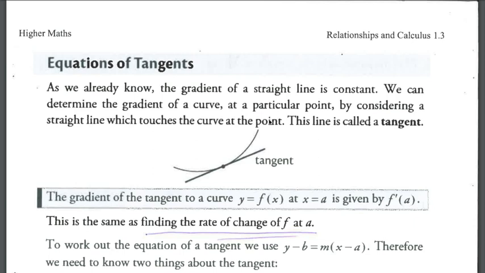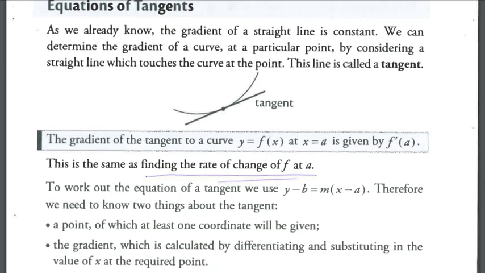So as we already know, the gradient of a straight line is constant, so the gradient does not change on a straight line, which is why it is straight, because the gradient is the same all the way up and down that line. We can determine the gradient of a curve at a particular point by considering the straight line which touches the curve at that point. So this straight line that's touching the curve here is called a tangent.